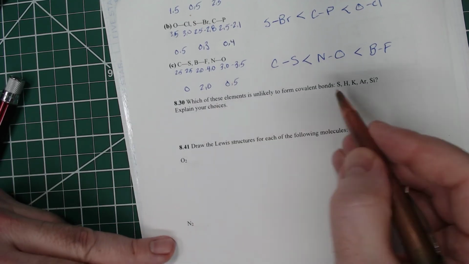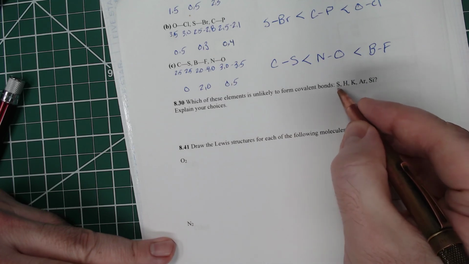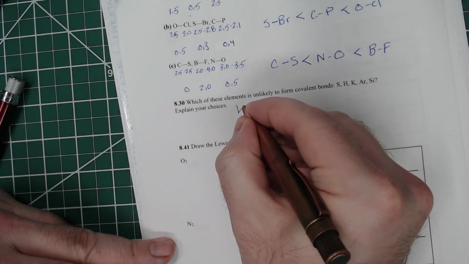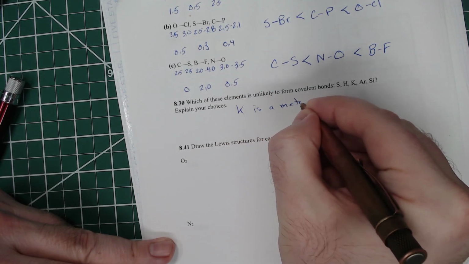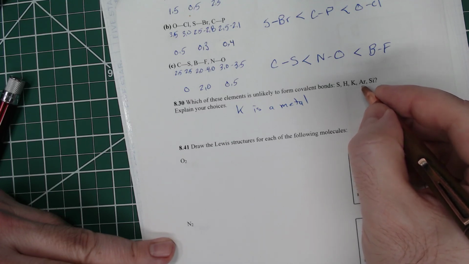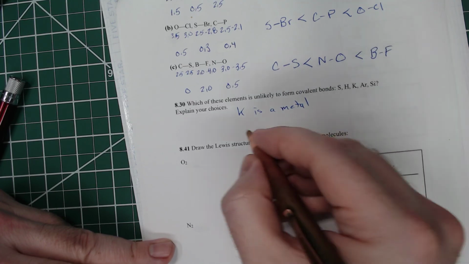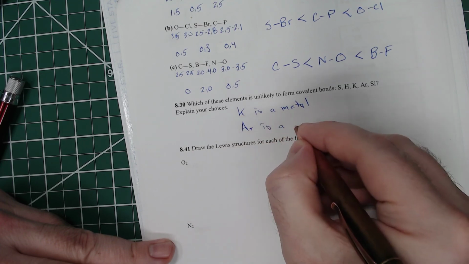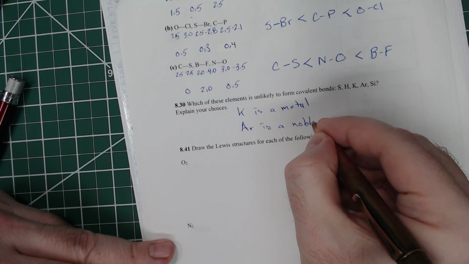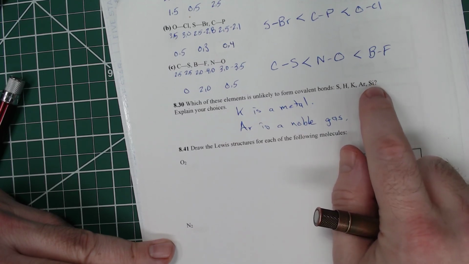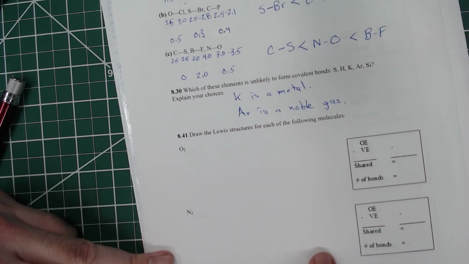So which of these are unlikely to form covalent bonds? Well, sulfur, nonmetal, that should form a covalent bond. Hydrogen, nonmetal, that should form covalent bonds. Potassium is a metal, and so metals tend to not form covalent bonds. Argon's not a metal, but argon is a noble gas, and noble gases don't form any bonds, generally speaking. So argon won't form one. And then silicon, that's a metalloid, and that one tends to form covalent bonds. So the only two would be potassium and argon.